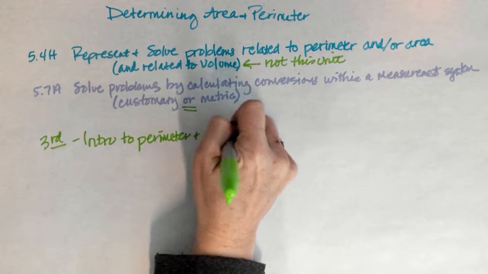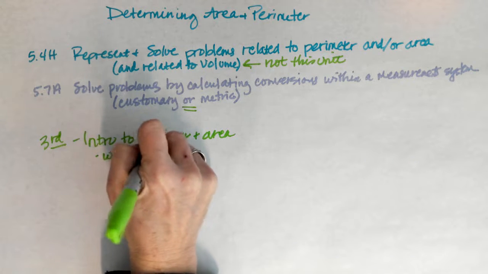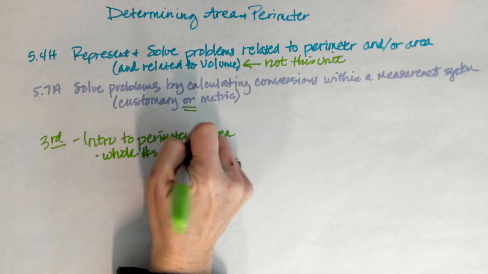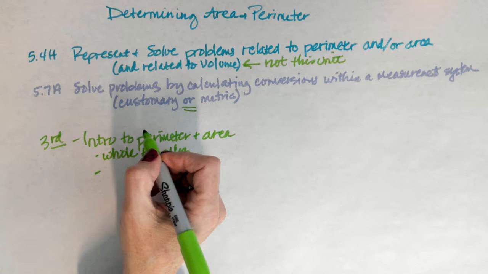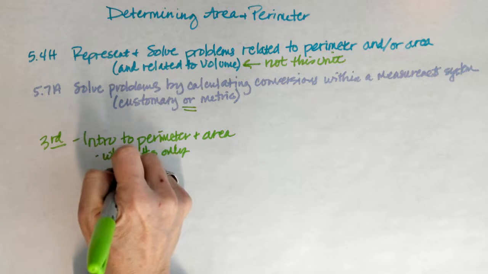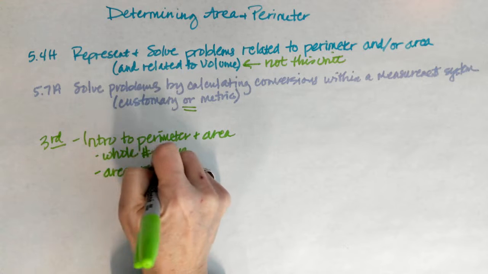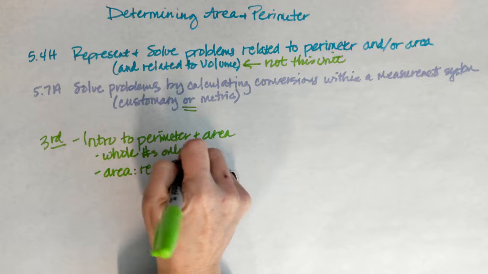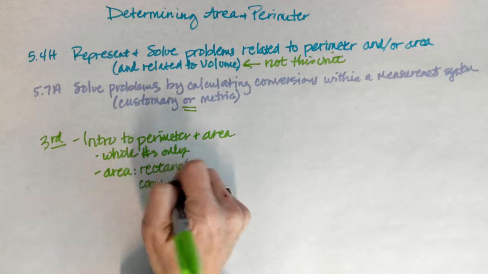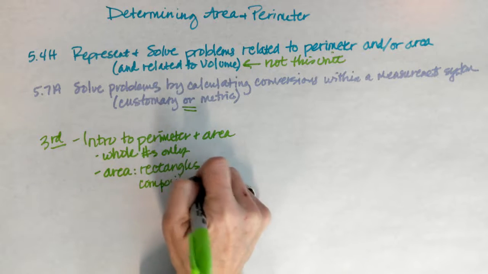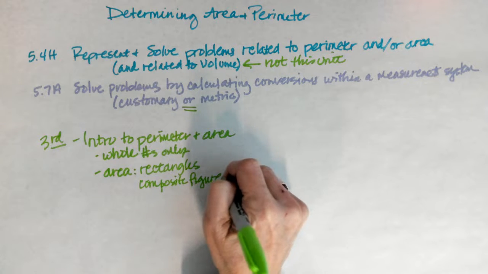And they did that with whole numbers only. And their focus was, for area, the focus was rectangles and squares, of course, because we know that a square is a rectangle. And they also focused on composite figures that could be broken into rectangles. So composite figures that are made up of rectangles.